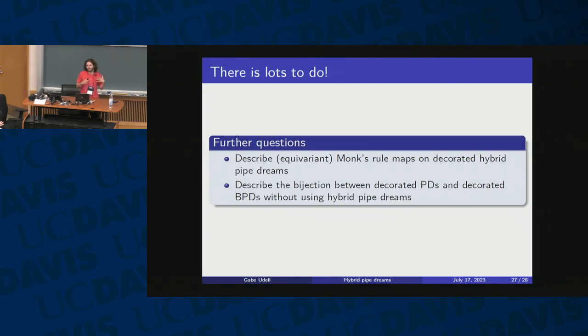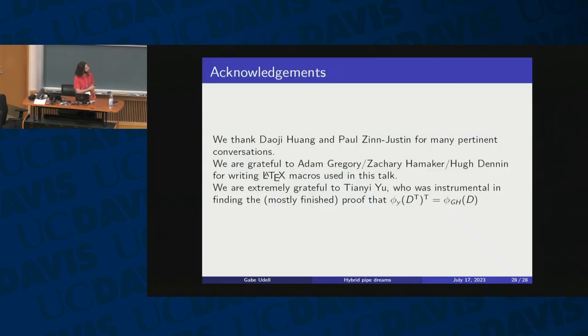But this makes us want to know, how can we do this without using hybrid pipe dreams? So the Gao-Huang bijection didn't use hybrid pipe dreams, so we should be able to soup up the Gao-Huang bijection to something on decorated things that also doesn't use hybrid pipe dreams. So I'm interested in these two questions. If you're also interested, talk to me sometime.